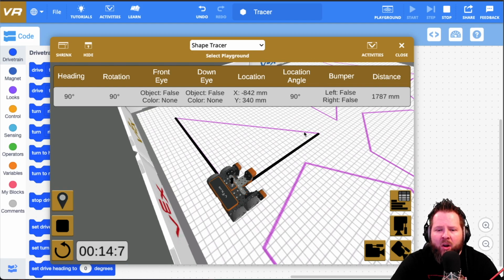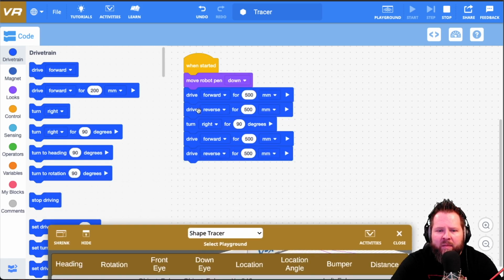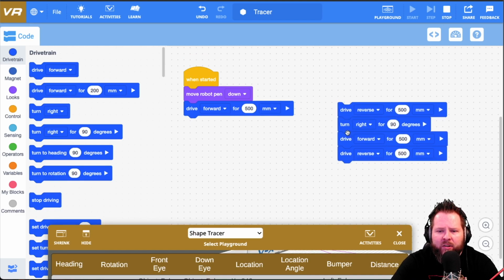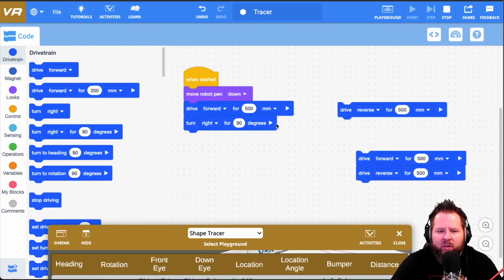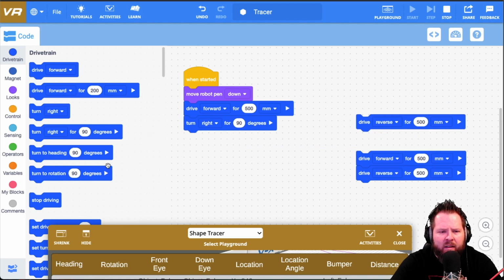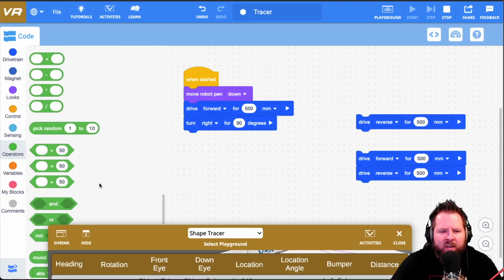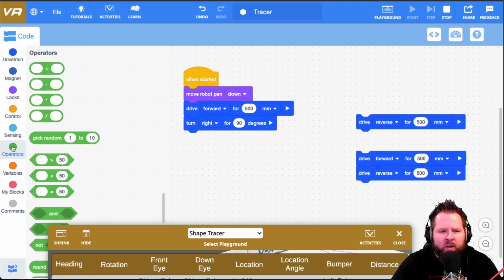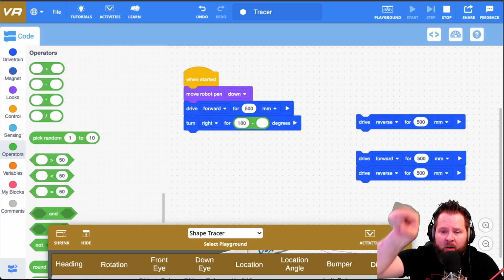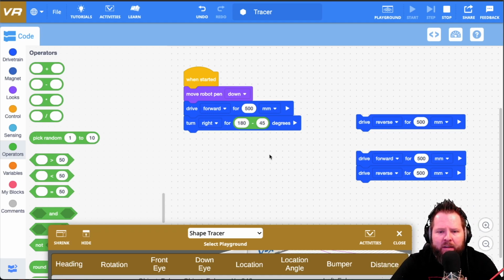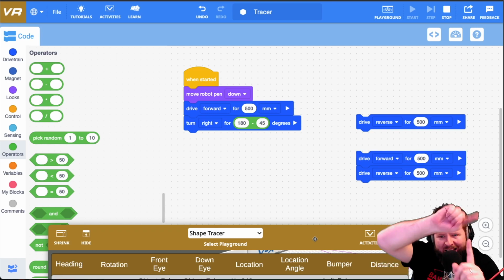And so now I know what those two angles are. All right, so what I'm going to do is I'm going to have it drive forward for 500. I'm going to have it turn right. And remember, I want to do this math. So I'm going to find the operator. These are the green ones. I'm going to use the subtraction operator. And remember, if I turned 180 degrees, it'd be all the way around. But I want to go all the way around less 45 degrees. All right, so that's that outside angle.